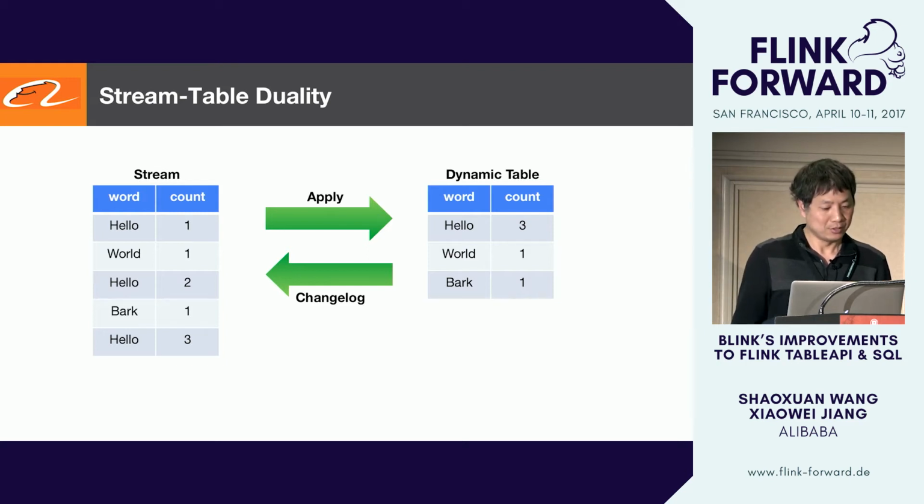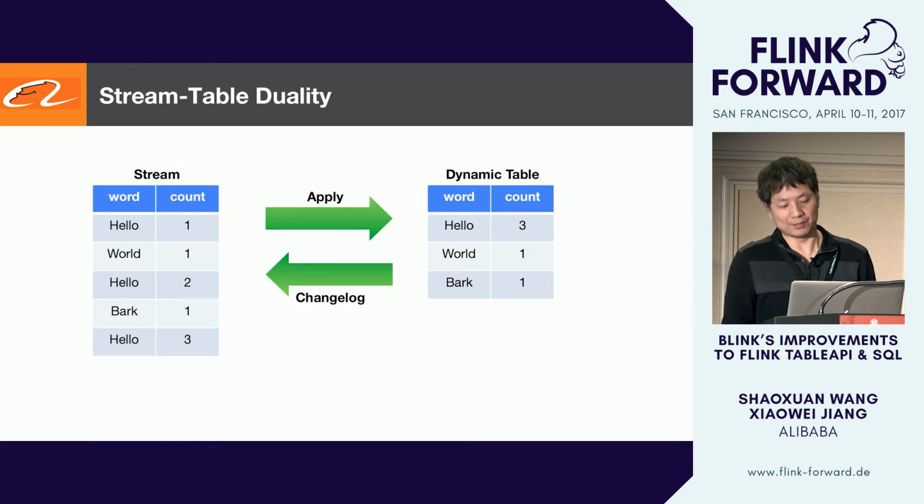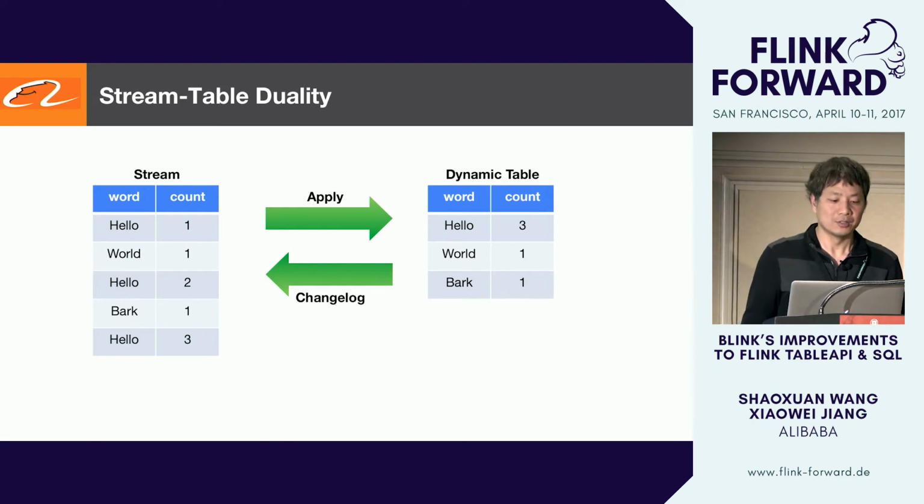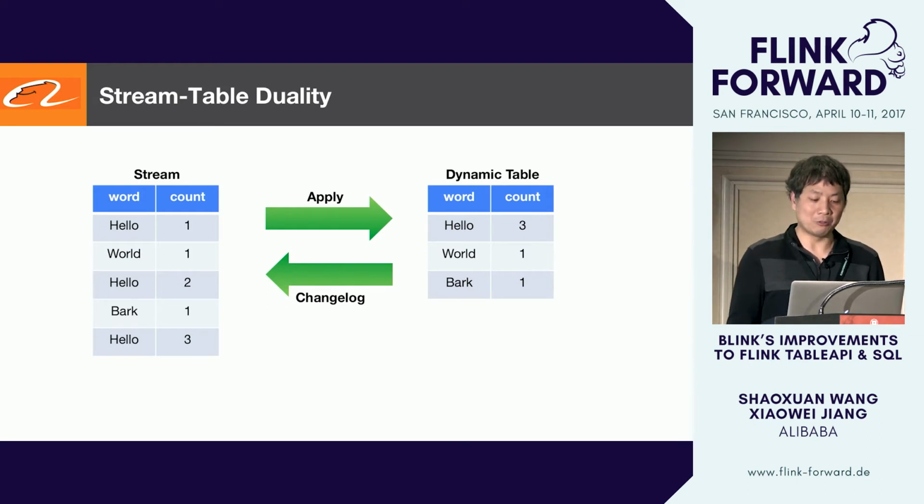For example, when you get the first "hello Wang", you basically insert a "hello Wang" in the dynamic table. But when you get the second "hello 2", you update the content of this dynamic table. During this operation, we will refer to it as the apply operation. With the apply operation, we can convert a stream into a dynamic table, which has the compatible schema.